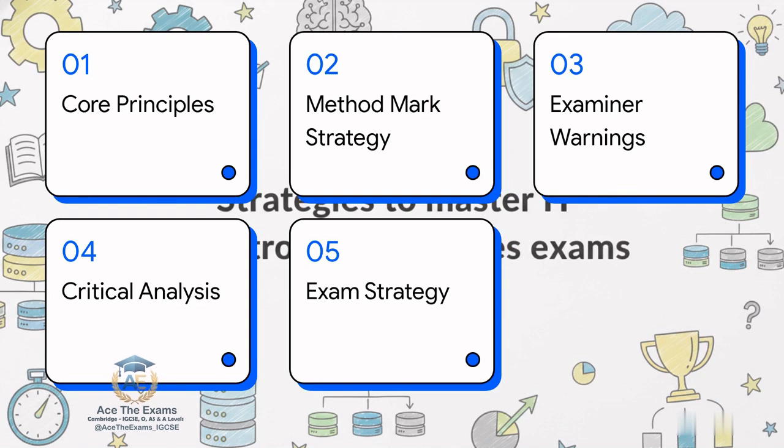Here is your Control Technology Success Blueprint, downloading the exact procedural frameworks demanded by Cambridge principal examiners. We are going to hit 5 critical checkpoints today: the core principles, the method mark strategy, dodging examiner warnings, critical analysis mastery, and finally, exam strategy application.